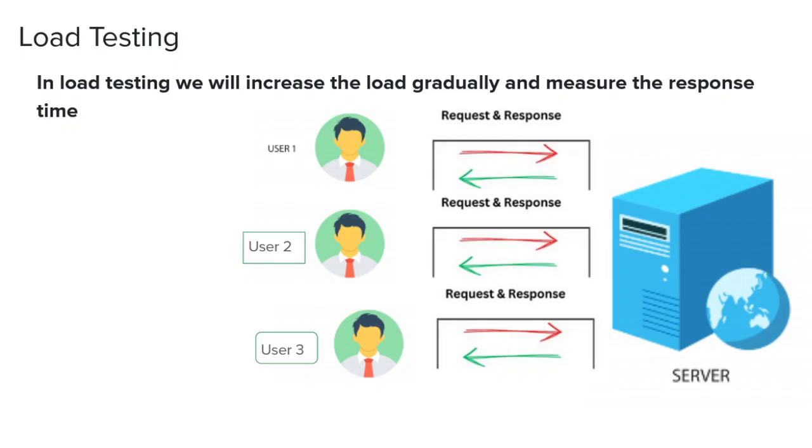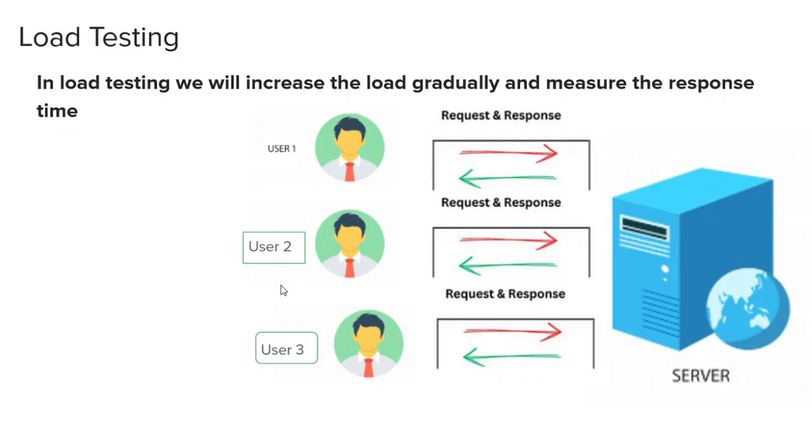So in load testing, we will gradually increase the load and measure the response time. We will start with 1 user, 2 users, 3, 4, 5, 10, 20, 50, 100 users. In such a gradual way, we will increase the load. And for every request after increasing the load, we will also measure how it is impacting the response time. Whenever a user sends a request to the server, a response is received from the server, and that response timing we will be measuring.